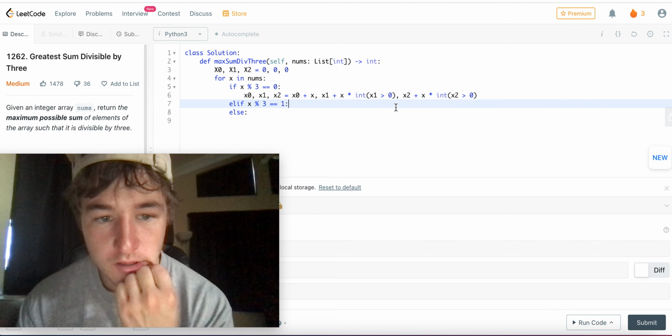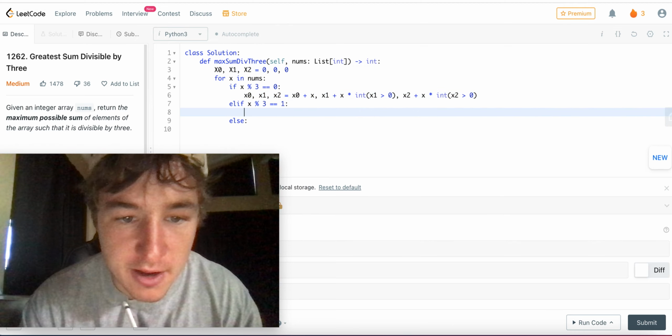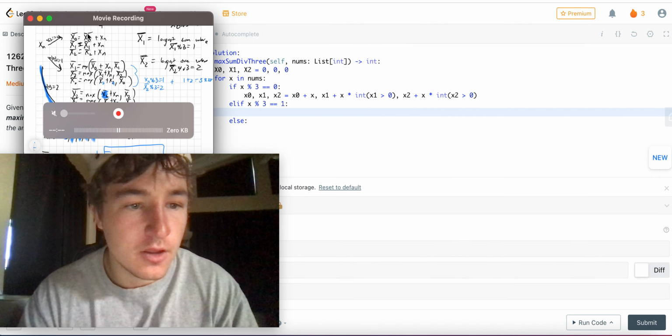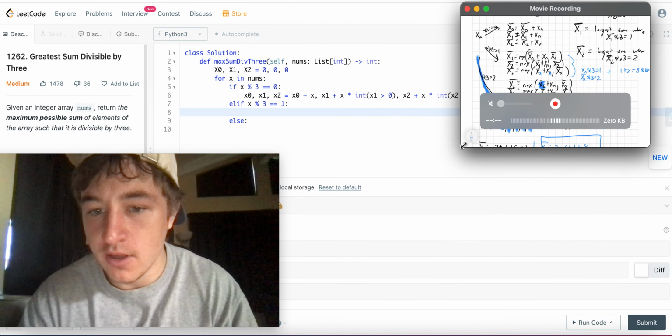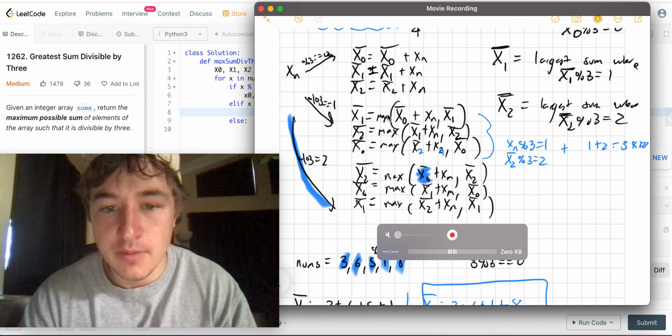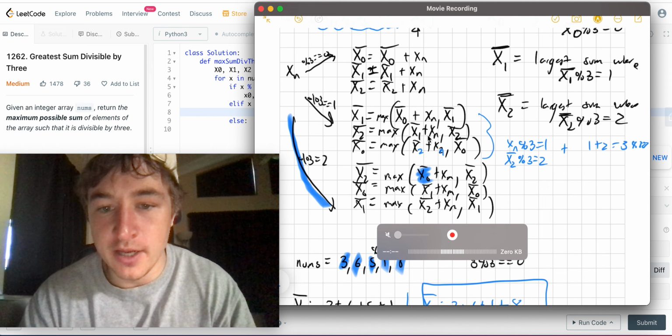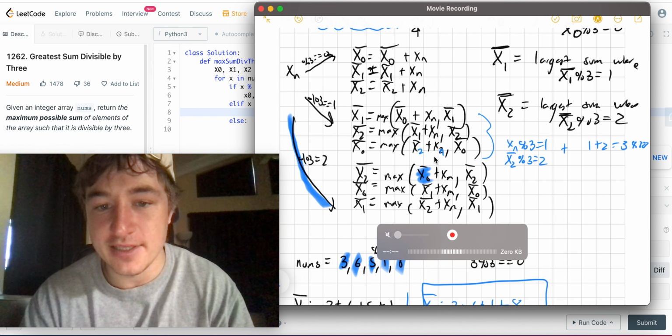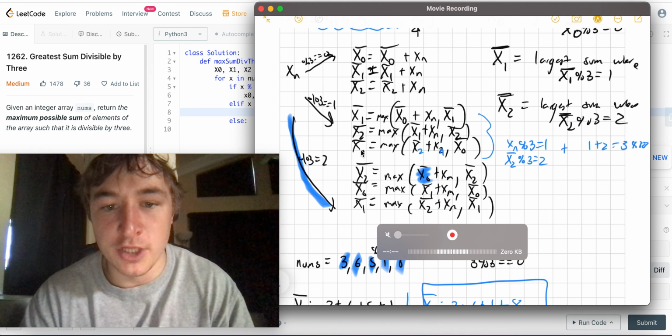Okay. Now what if x mod 3 equals 1? So how does that switch this problem? So x1 equals 0, 1, 2. You'll notice that the only thing that swaps are the variables here, right? But everything on the right stays the same. So it becomes 1, 2, and 0.